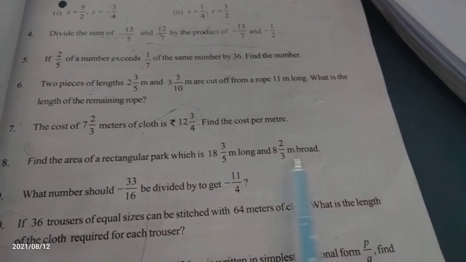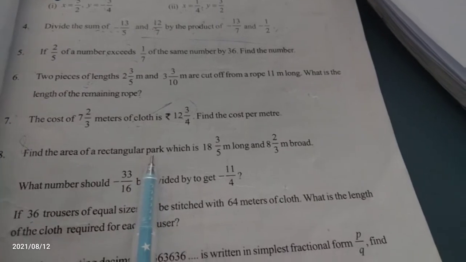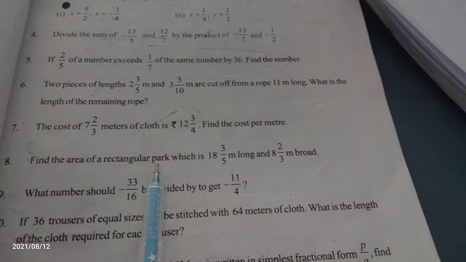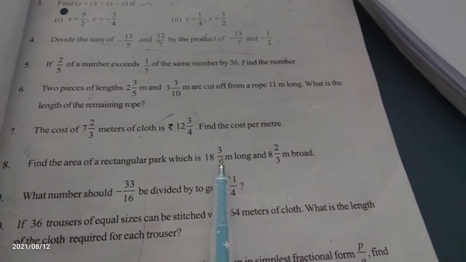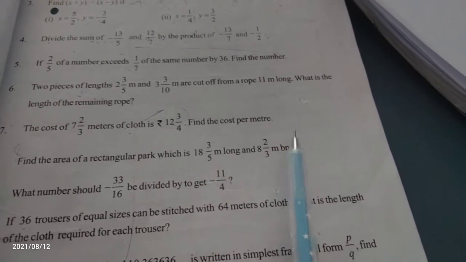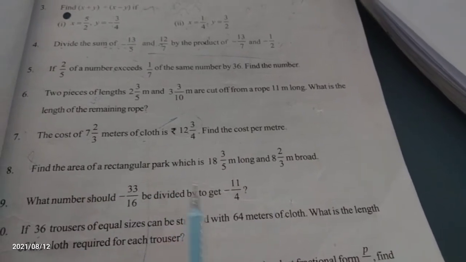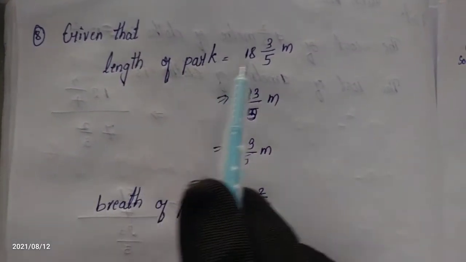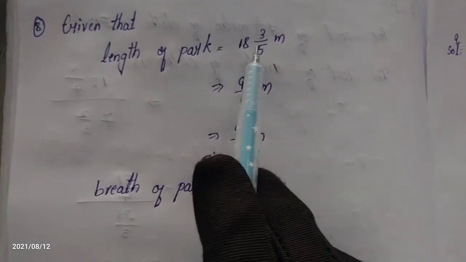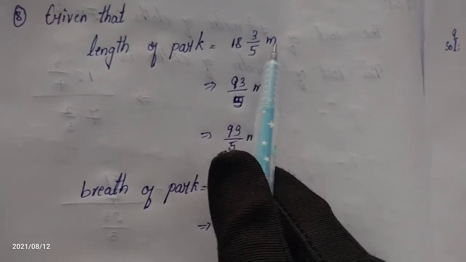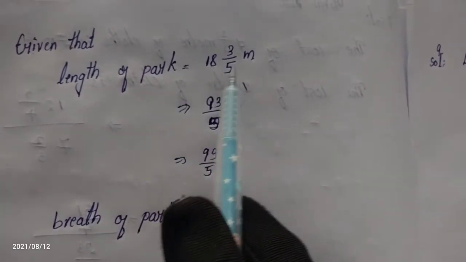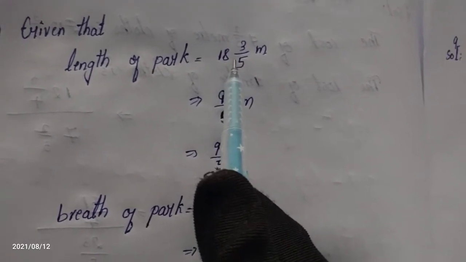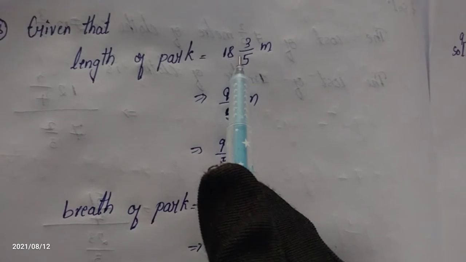What is given? Length and breadth are given. What is the area of a rectangle? The area of a rectangle is nothing but length into breadth, means we have to multiply the length and breadth to find the area. Given that the length of the park is 18 3/5 meter. It is a mixed fraction. We cannot calculate with a mixed fraction, we have to convert it into an improper fraction.